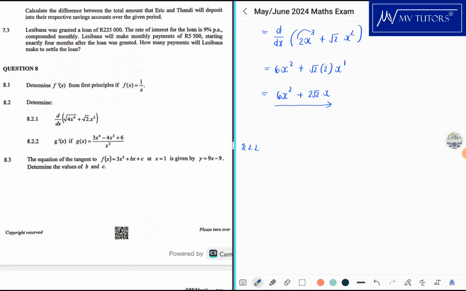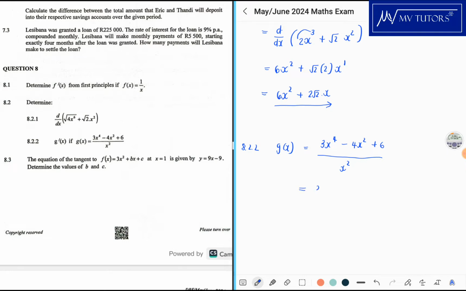So determine the first derivative of the function g. What is the function g? Well, it's basically 3x to the power 4 minus 4x squared plus 6, and then over x squared. Whenever we're looking for the first derivative, you do not want fractions. You want to put everything in a straight line without a fraction. So what we're going to do here, we're going to simplify.